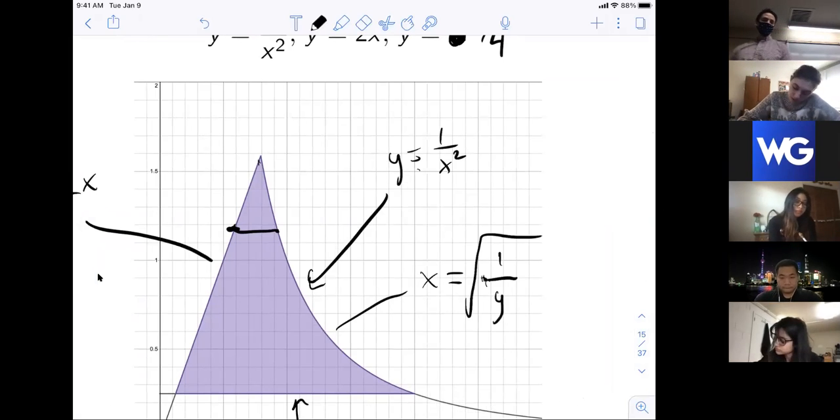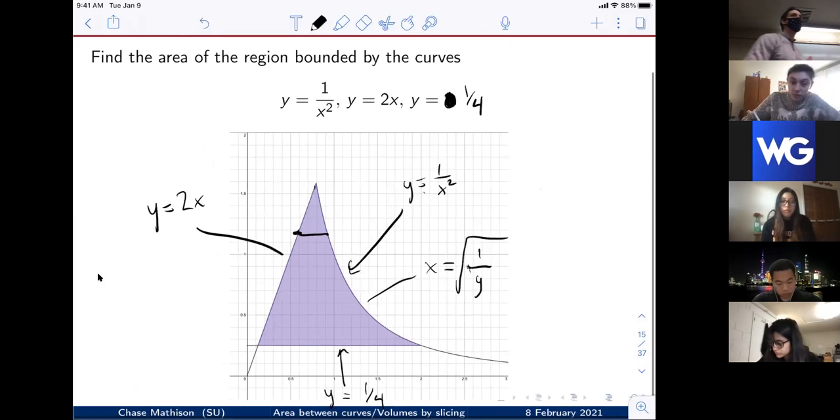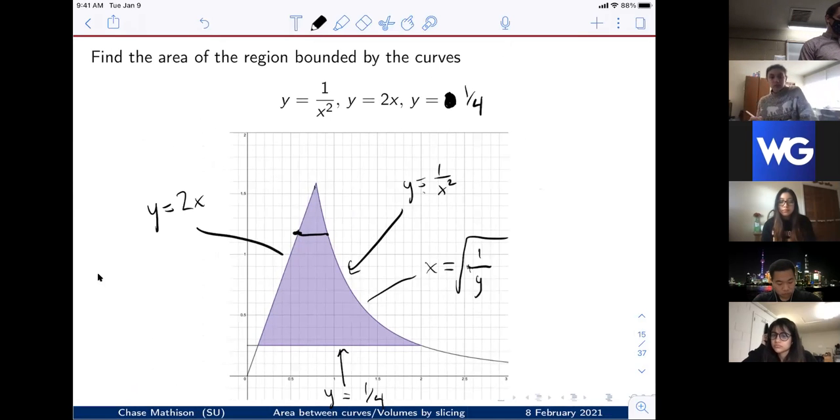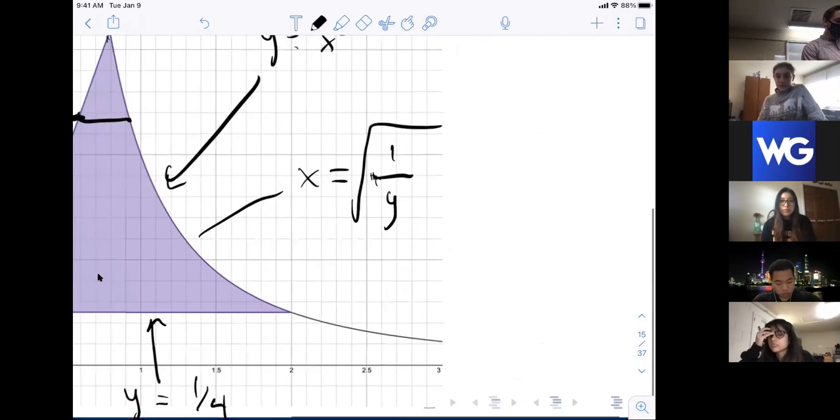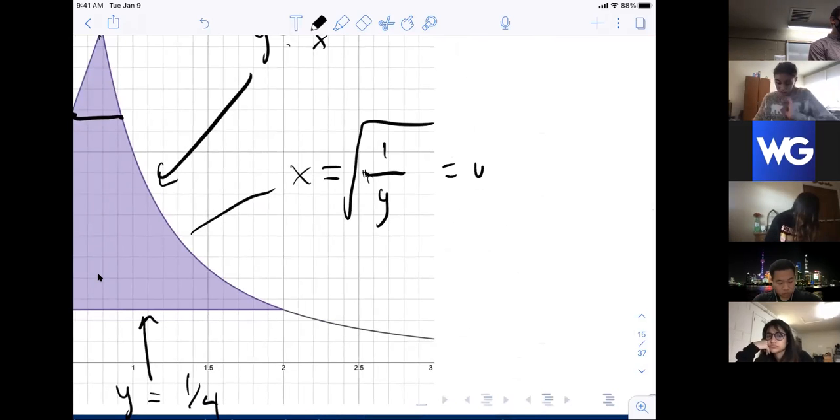Yes, very good. And this one, I'm taking the positive square root because if I look along the x-axis, my x's are all positive. So I need to take the positive square root here. And another way to rewrite this that's going to be useful when we integrate is y to the minus 1/2, right?